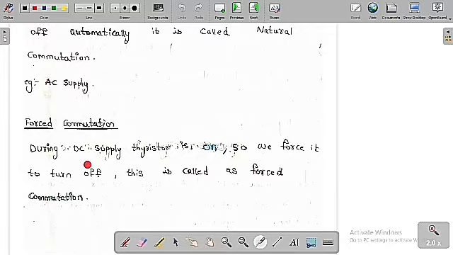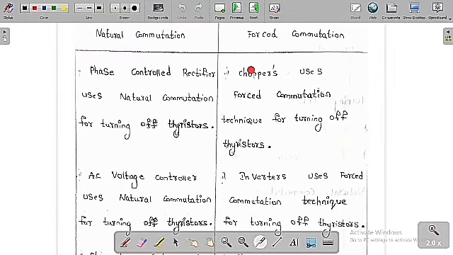Means by keeping an external circuit, we try to bring a negative voltage or a current lesser than the holding current, and by this process we make the device turn off. So this is forced commutation. We learned natural commutation means by circuit voltage only we turn off, and forced commutation means by keeping an external circuit we turn off the device.